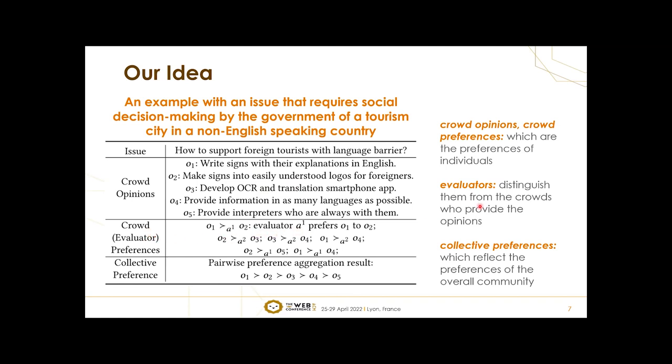To distinguish them from the crowds who give the opinions, I name them evaluators. Note that the people who provide the opinions and those who provide the preferences are not necessarily exactly the same. They can be the same or they can be different. There is no strict requirement. Then we carry out a preference aggregation method on all these preferences and get the collective preference, which reflects the preference of the overall community.